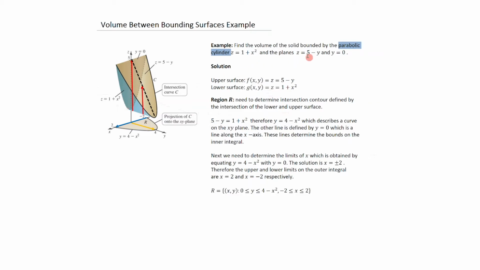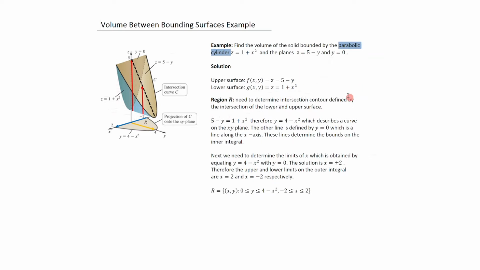The plane z equals 5 minus y, which is this one, and y equals 0, which is basically just this back surface that's shown in shadow. So y equals 0 would be just the xz plane. So we've got the xz plane, and we have basically this surface here.